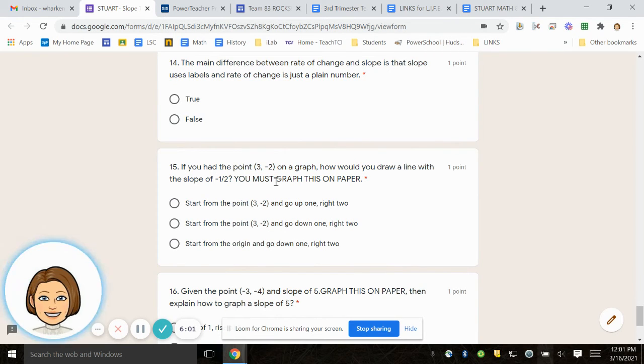Number 14, true or false? The main difference between rate of change and slope is that slope uses labels and rate of change is just a plain number. True, false.